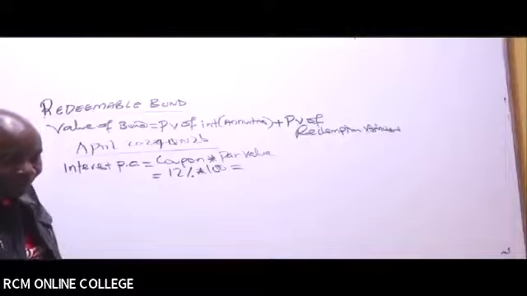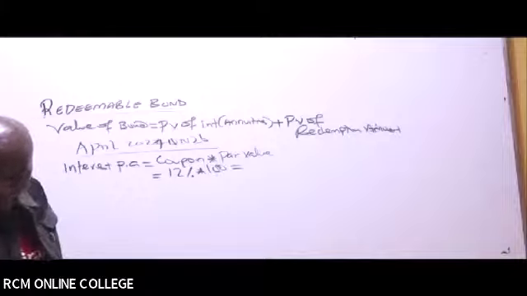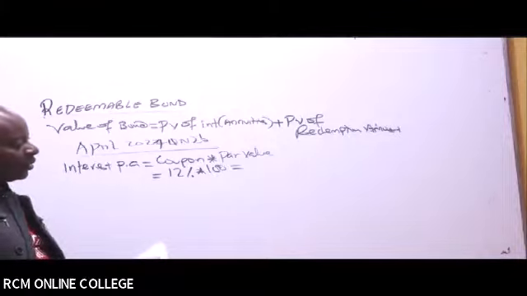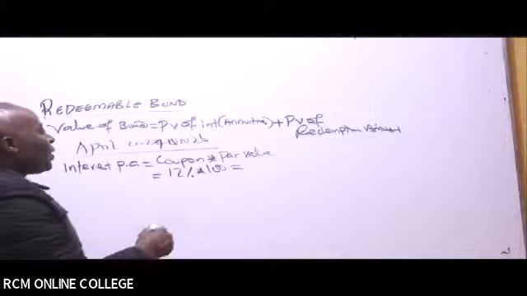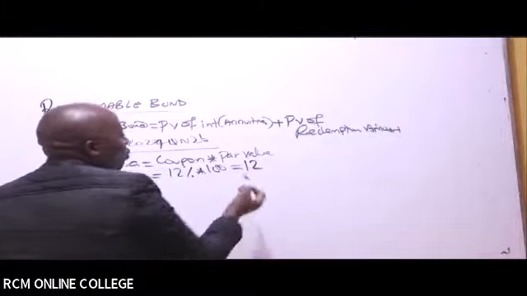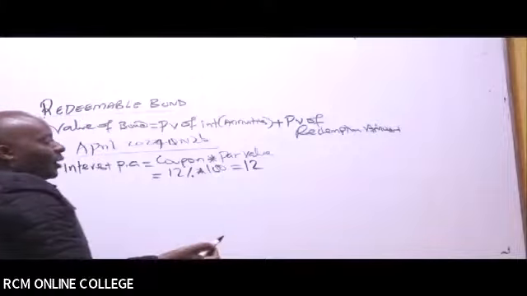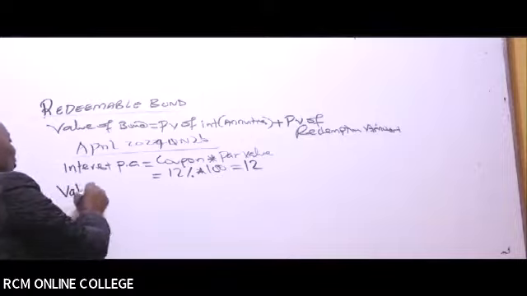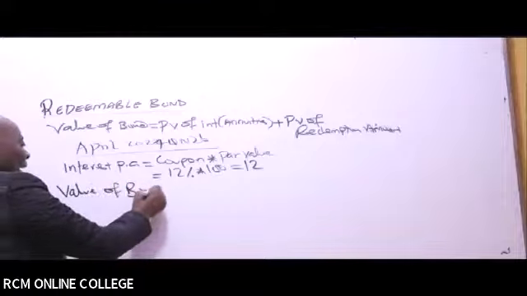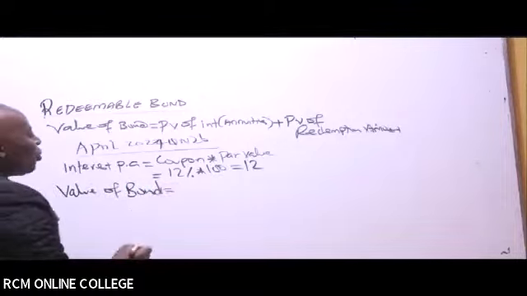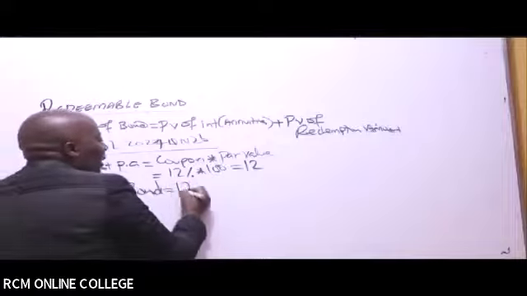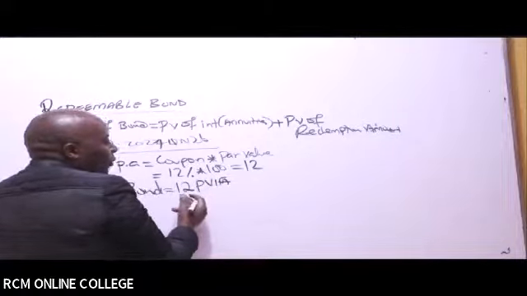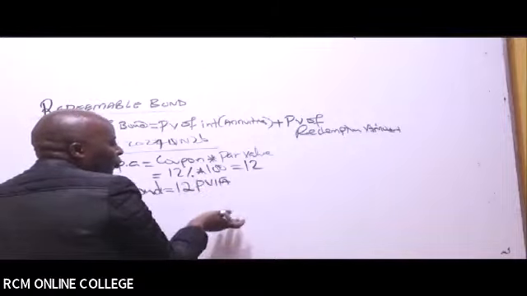Remember, we are doing a business valuation and a securities valuation. In this case, every year, this investor will get 12. Therefore, when we talk of the value of the bond instrument, it will be equal to the 12 that I'll be getting every year times PVIFA. 12 times PVIFA.